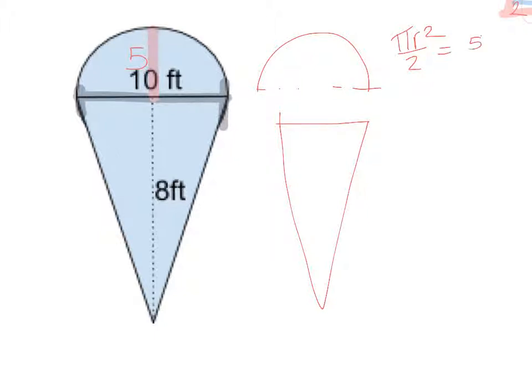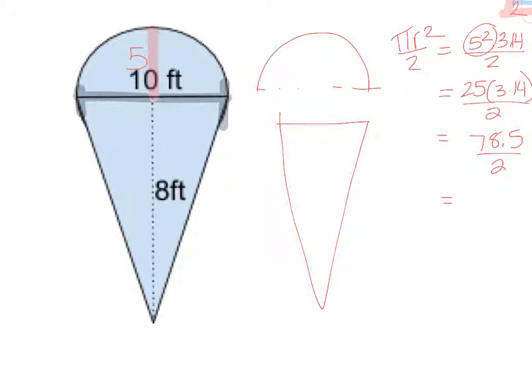You're going to do 5 squared times 3.14 and then divide it by 2. So that's 25, because that's what 5 squared is, multiplied by 3.14 and then divided by 2. 25 times 3.14 is 78.5. And then you divide by 2 and you get 39.25. Thank you, Anthony. 39.25. So the area of the half circle.